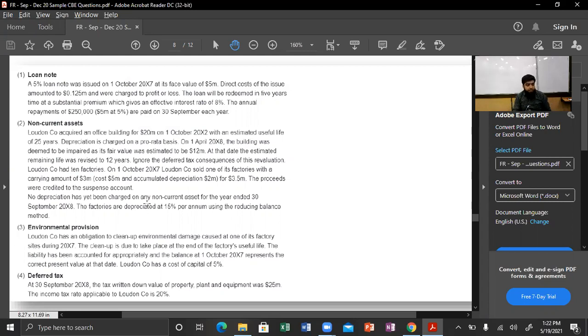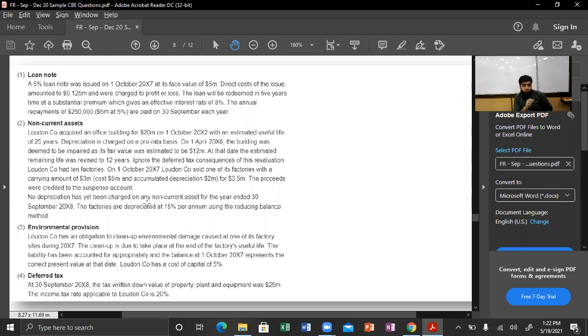Okay, LOUDON company acquired an office building of $20 million on 1st October 20x2 with an estimated useful life of 25 years. Depreciation is charged on a pro rata basis, that is a proportionate basis. On 1st April 20x8, hold on. That is from October to 30th September 20x3, that is one accounting period. That is 20x3 September, x4, x5, x6, x7, and in the middle of x8. Okay, it means 5 years and a few months.